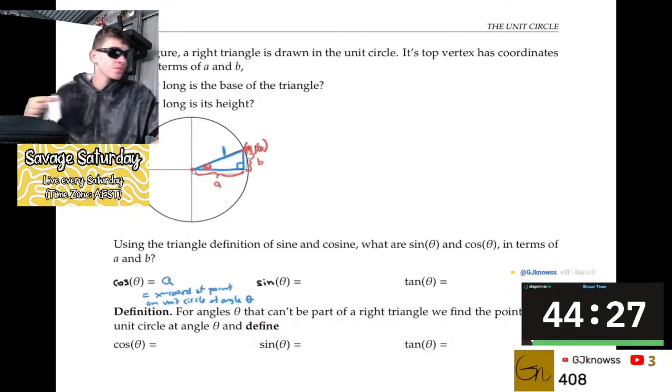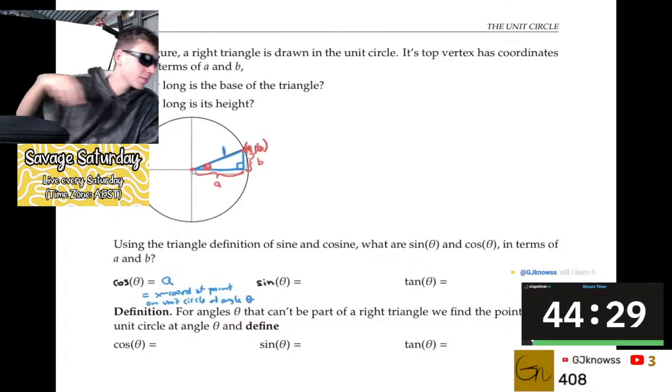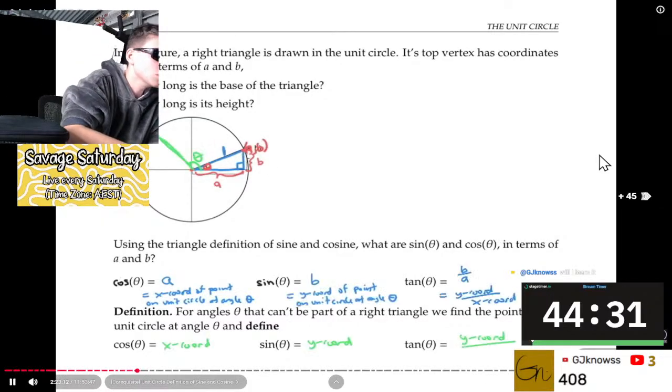I'll write that down. For sine of theta, if I use the right triangle definition, that's opposite over hypotenuse on the unit circle.